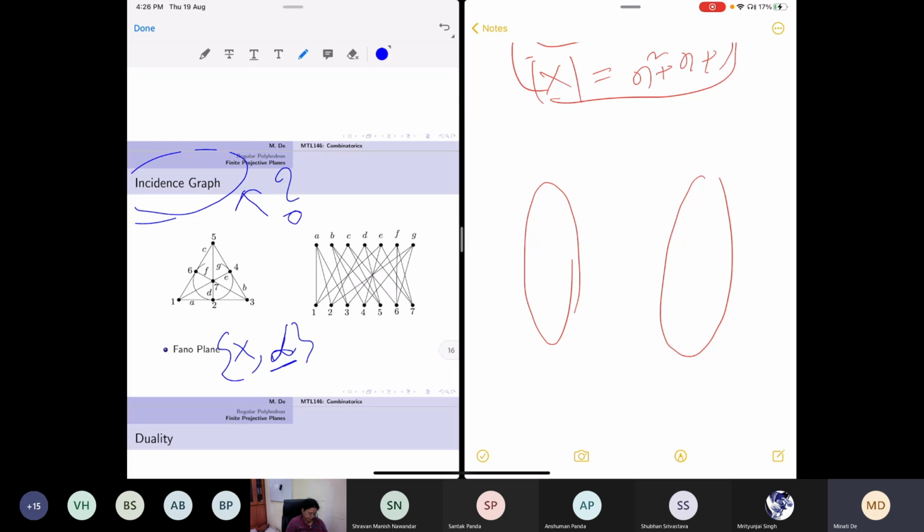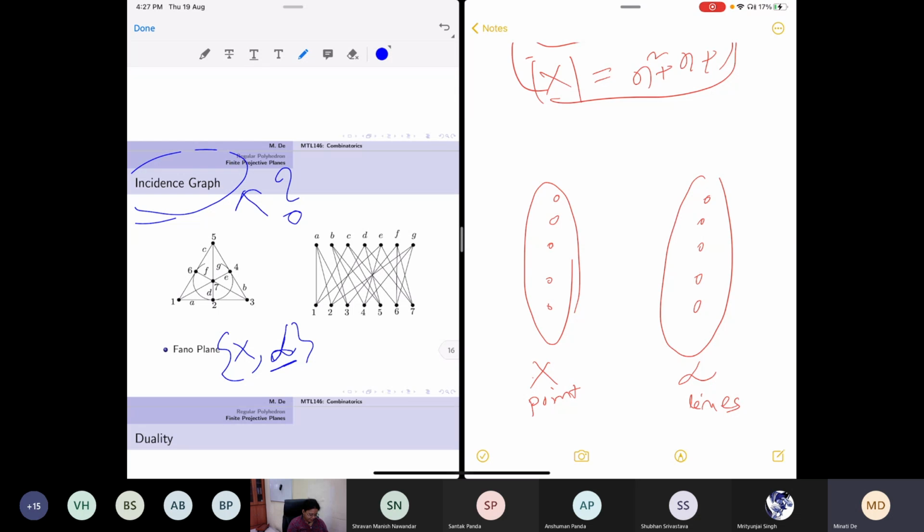You know what a bipartite graph is, right? It's a very standard thing. Good. So on one side is the set of points, meaning the elements, and on the other side the set of lines. I know that for a finite projective plane these two cardinalities are the same. That's a different issue. But what is the incidence graph?